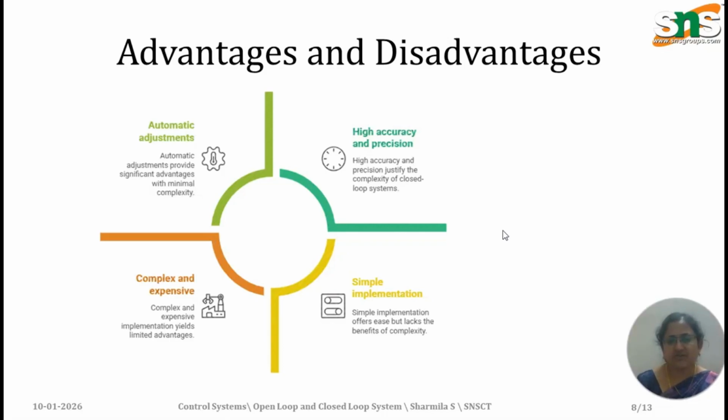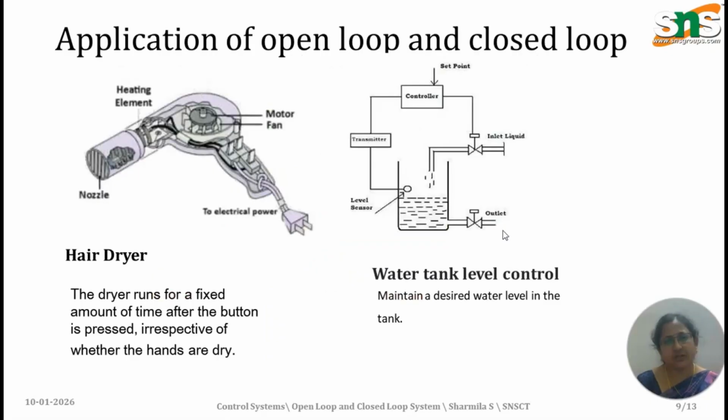It requires feedback components. Now, applications of open loop and closed loop control systems. Open loop systems are used in washing machines and traffic light controllers. Closed loop systems are used in speed control of motors, temperature control systems, automatic voltage regulators, and so on.